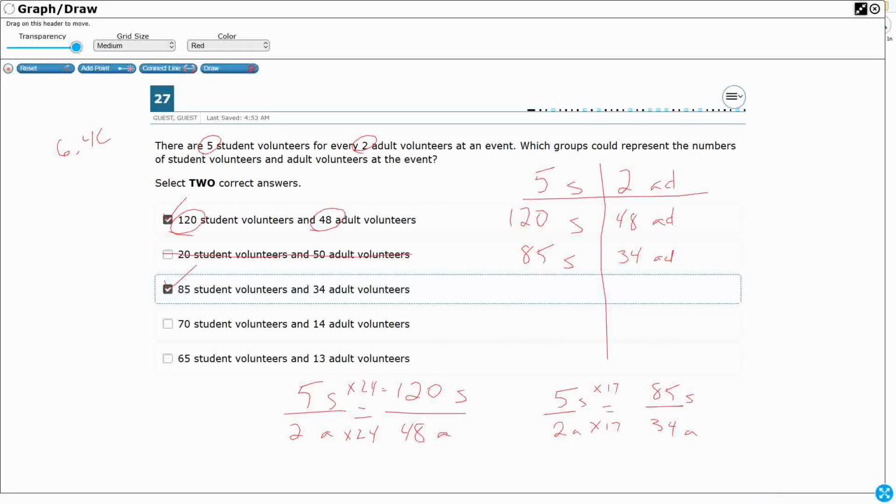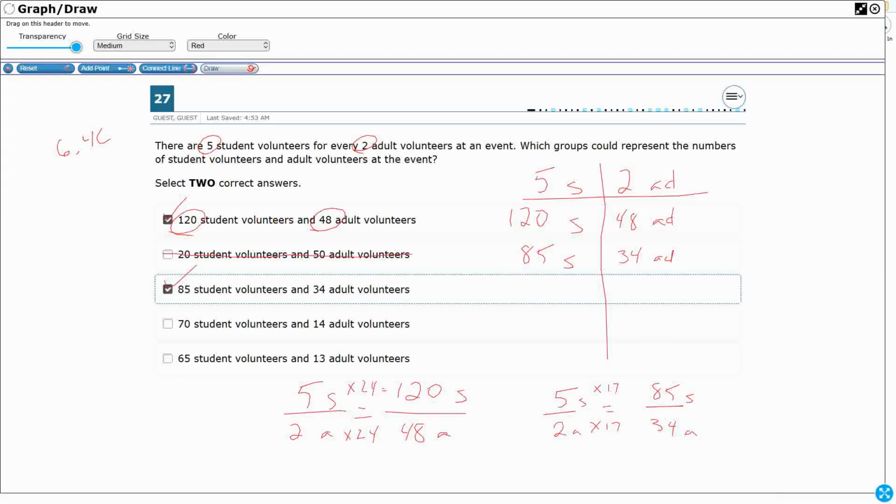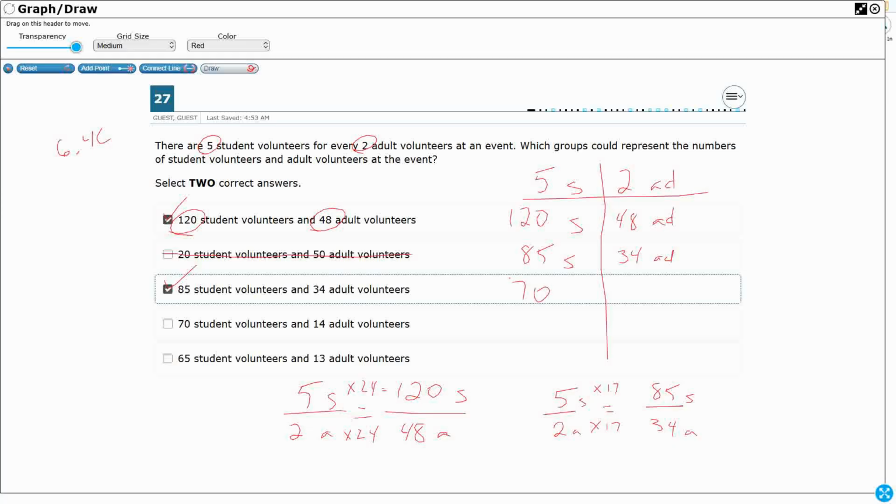Let's just verify that we've got the other ones incorrect. 70 and 14. All right, so 70, 5 students, 2 adults, 70. All right, so 5 times 10 is going to give me 50. I need an extra 20, so that's going to be times 14. So I need to times 14 here to make an equivalent fraction. And that's going to give me 28. Oh, they just did the times 14. So that's not going to work. Should be at 28 if I want to keep it.